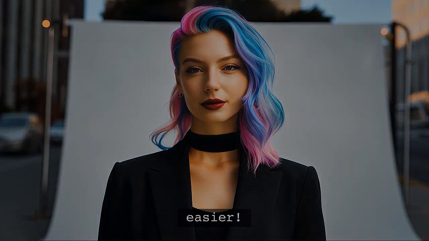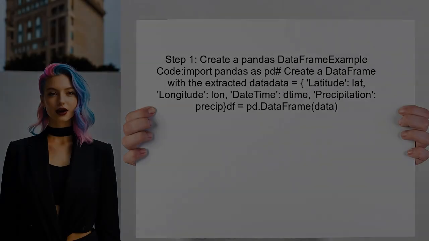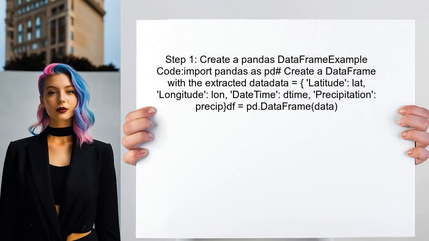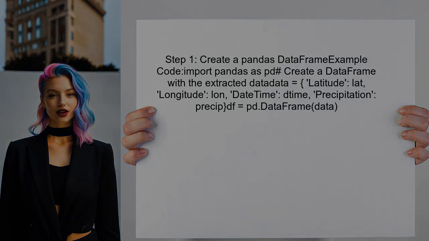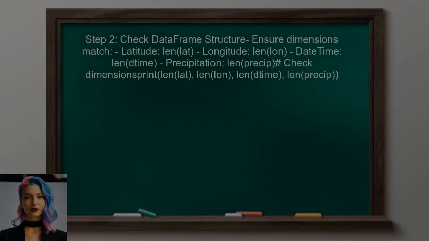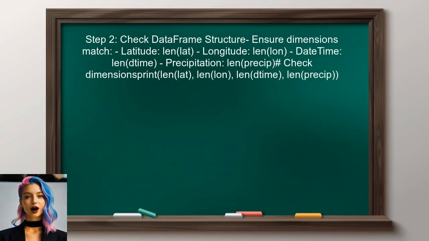in Python even easier. To begin converting the NetCDF file to a CSV or text file, the user should first create a Pandas data frame. This data frame will hold the latitude, longitude, time, and precipitation data extracted from the NetCDF file. Next, the user should ensure that the data frame is structured correctly. This means checking that the dimensions of the latitude, longitude, time, and precipitation arrays match.